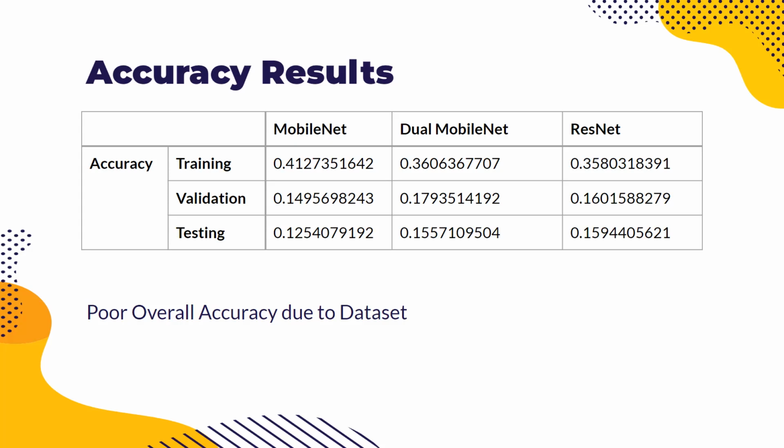You can see for the training, the MobileNet had the best training accuracy, but the least good validation and testing. And same with the dual. Surprisingly, the dual's testing is very similar to the ResNet's testing. Now, these poor percentages are honestly due to the data set and also lack of training. These were just, like I mentioned, the first hyperparameters.